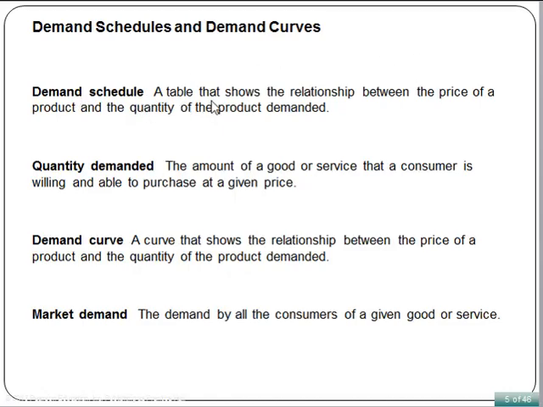A demand schedule is a table that shows the relationship between the price of a product and the quantity of the product demanded. Quantity demanded is the amount of goods and services that a consumer is willing and able to purchase at a given price. It's important to note that when we mention demand, we are considering that the consumer is both willing and able to buy. A demand curve is a curve that shows the relationship between the price of a product and the quantity demanded. Market demand is the demand by all consumers of a given good.